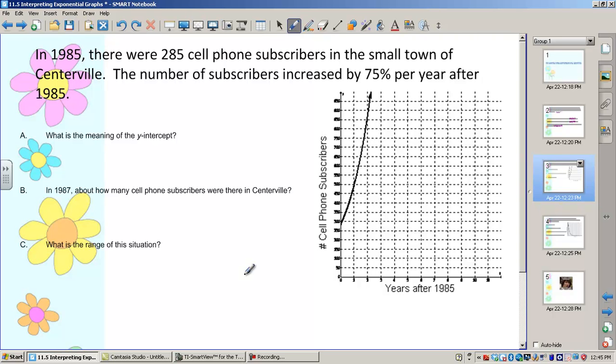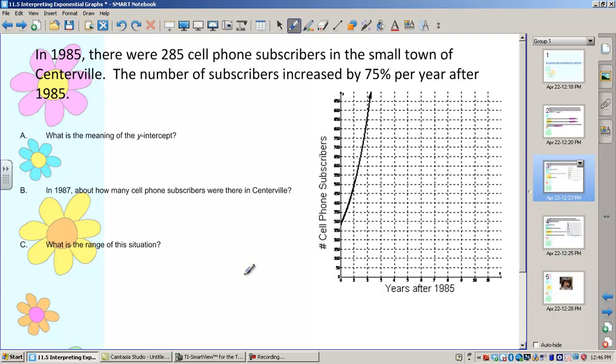So in 1985, there were 285 cell phone subscribers in the small town of Centerville. That must be a very small town. The number of subscribers increased by 75% per year after 1985. Of course, I guess in 1985, cell phones were those great, big, gigantic, ugly things that you probably see in the movies and make fun of.